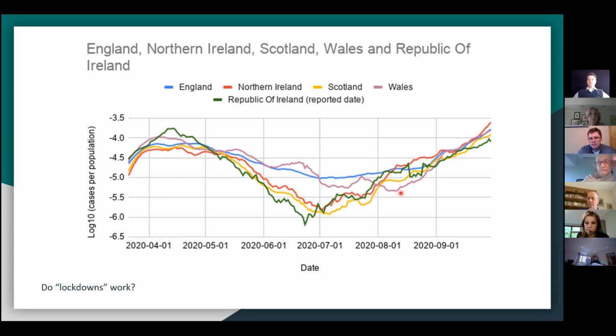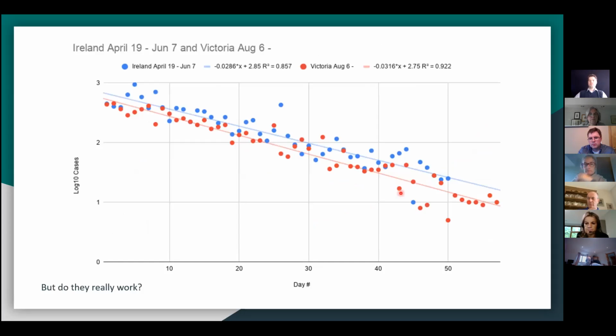Now, do they always work? Well, if they're well maintained. Here we have Ireland in our earliest lockdown, versus Victoria in their recent one to try and get control of the situation in Melbourne. Ireland and Melbourne had the exact same rate of decline for the vast majority. Australia had a slightly better one, but they have a quarantine facility, so they don't have to worry about extra new cases coming in, even when the numbers are low.